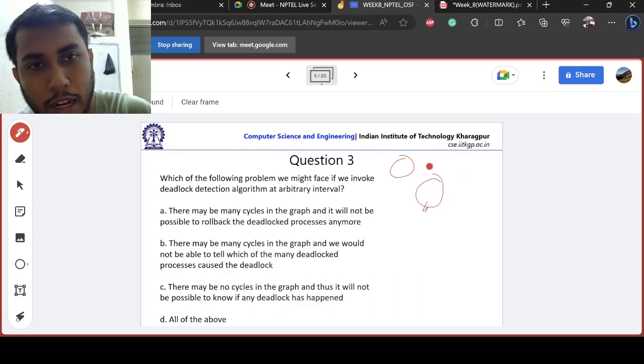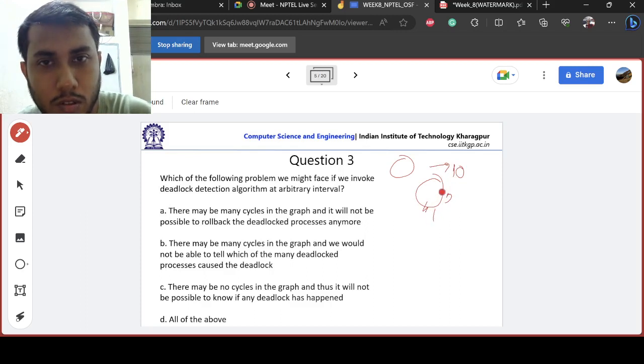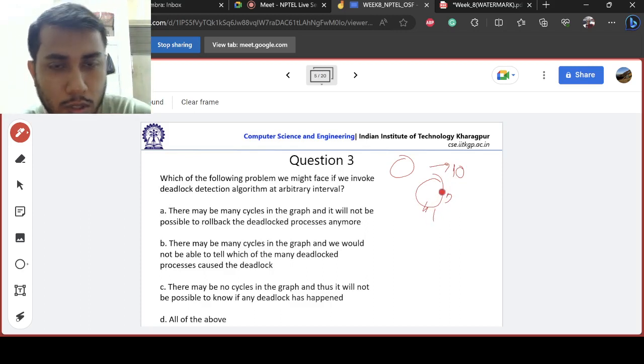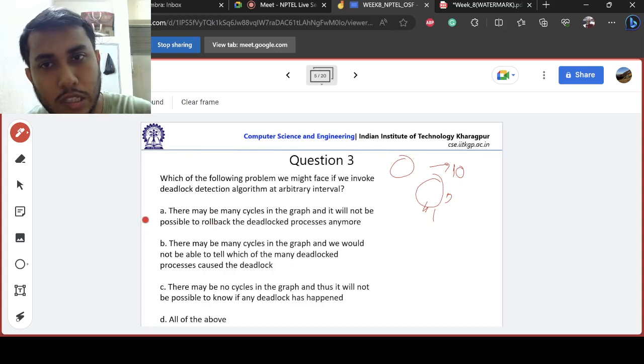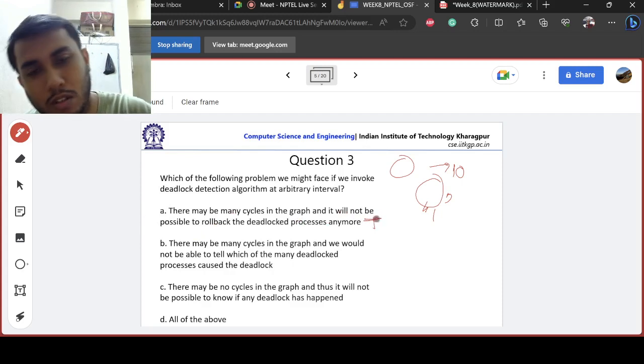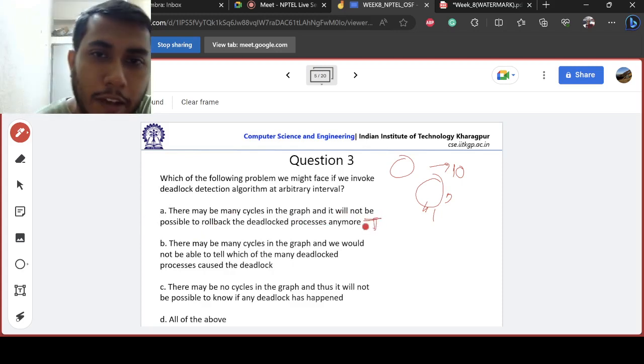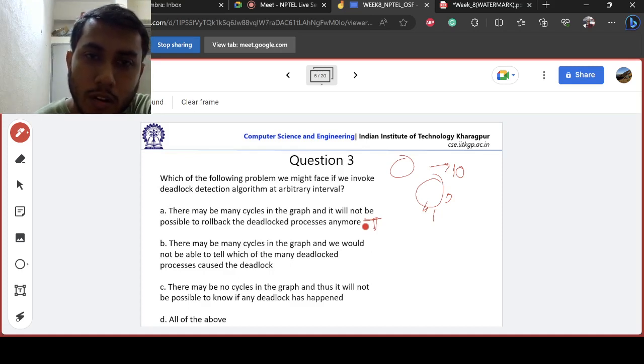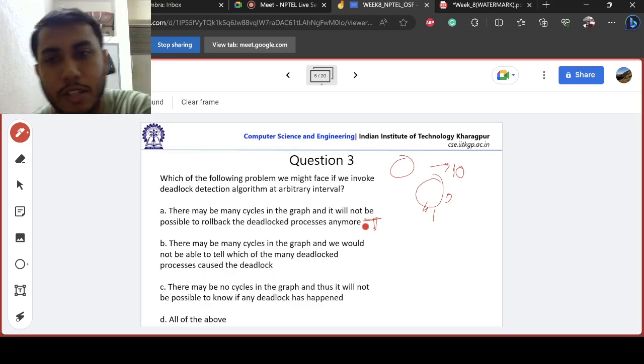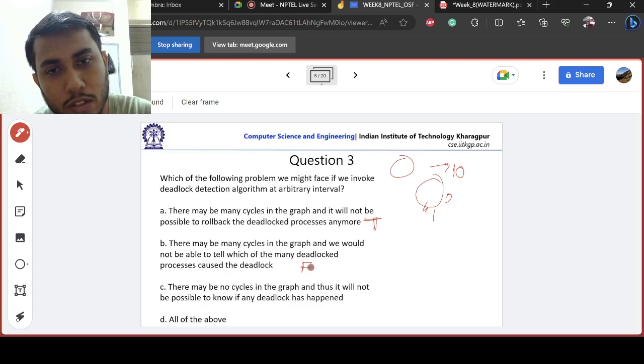So if you are currently invoking it for 10 seconds and suddenly after 5 seconds you invoke it again, that is not possible. You need to have a fixed gap, not at any arbitrary interval you come and run the detection algorithm again and again. So this one is true. This one will happen. Next: there may be cycles in the graph, and we should not be able to tell which of the many deadlocked processes caused the deadlock. That's not true. You will always be able to tell which processes caused the deadlock because you are able to detect the graphs. So this one is false.